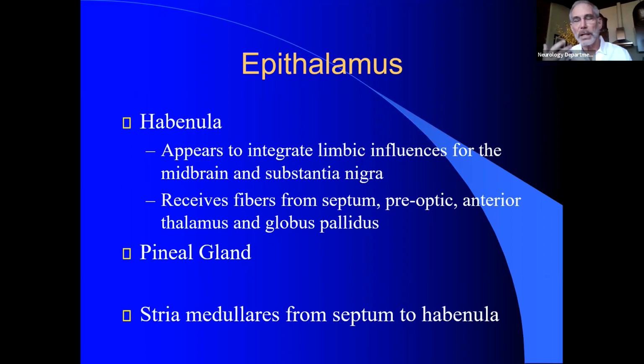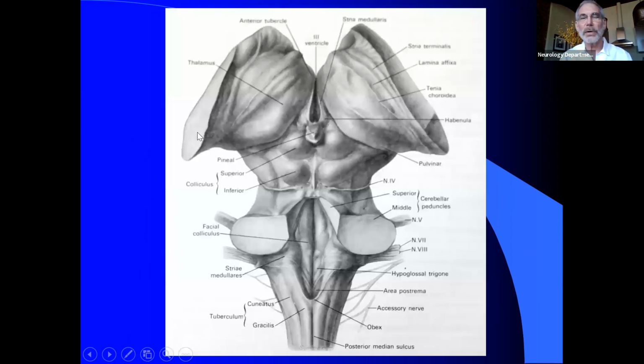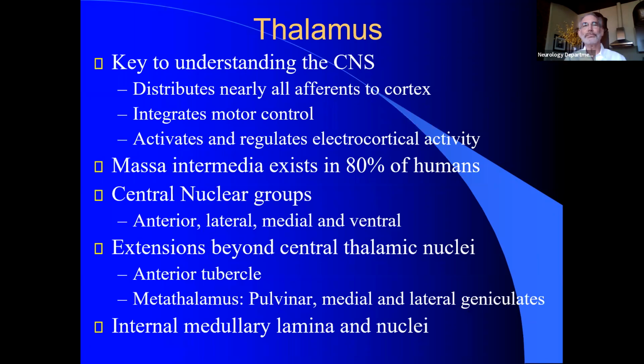The pineal gland is the posterior or dorsal extension of the habenula, and of course, in both birds and humans, has to do with circadian rhythms. In humans, it's almost a vestigial structure. The stria medullaris takes information from the septum and transfers it over to the habenula. So this is all an integrated structure. So here's your epithalamus: the habenula, the pineal gland, and the stria medullaris. This is the epithalamus, the highest level of the diencephalon.